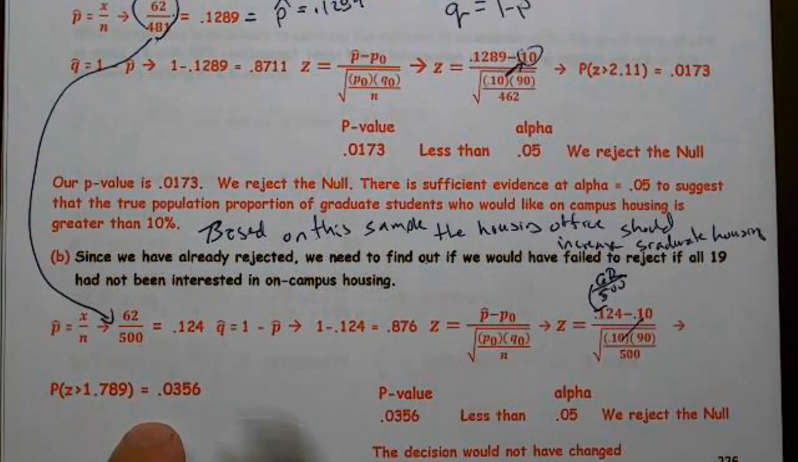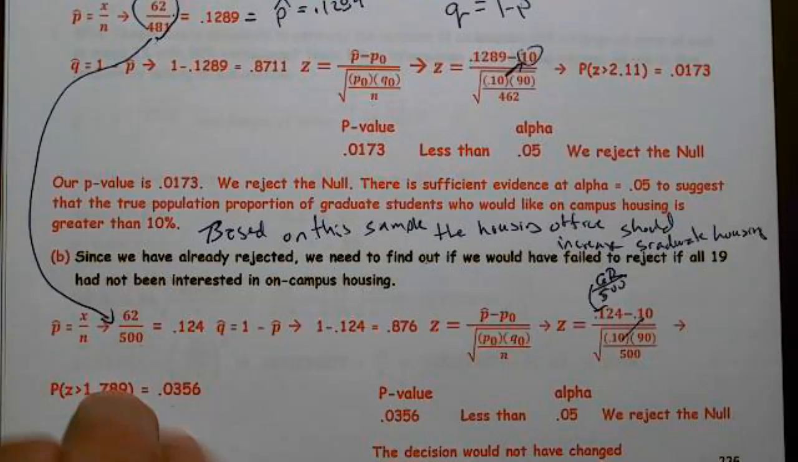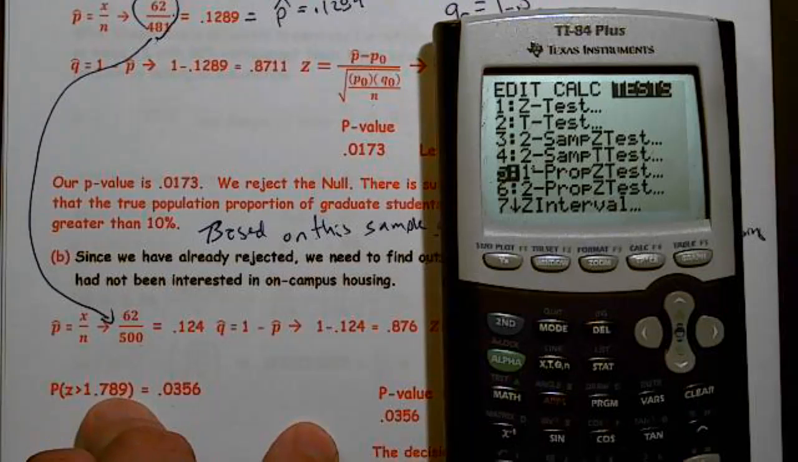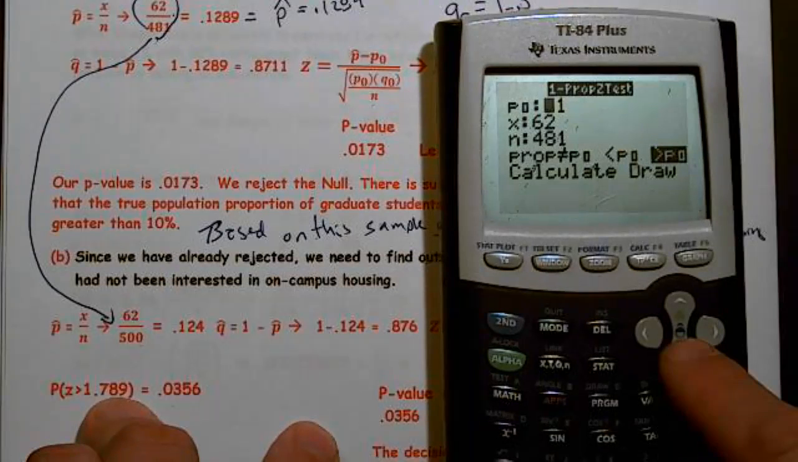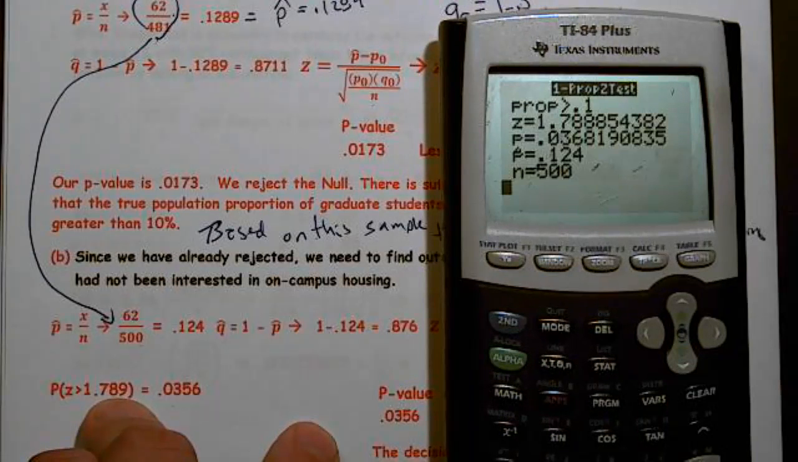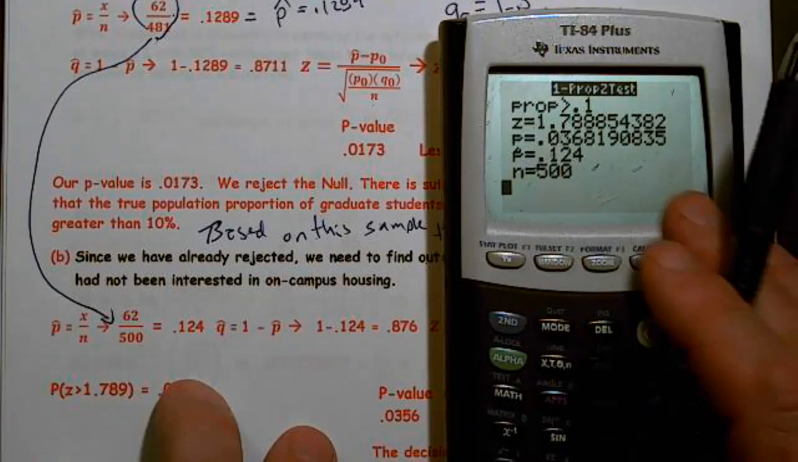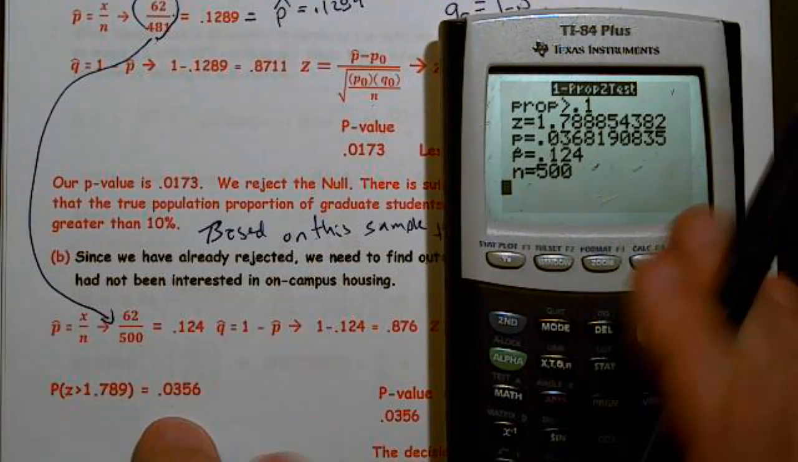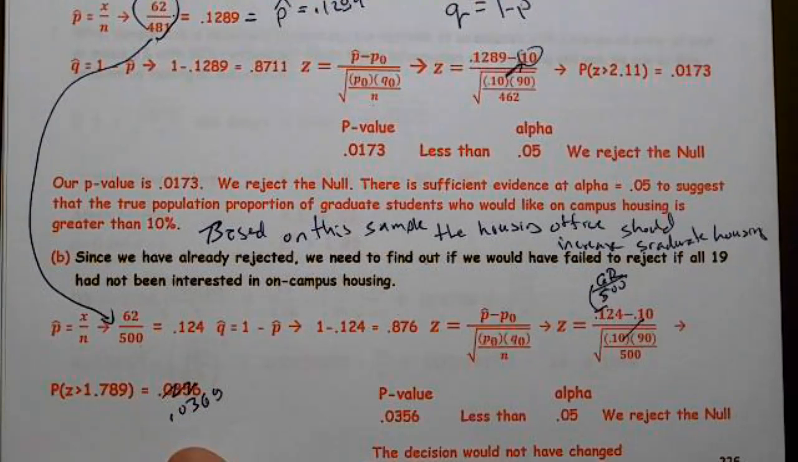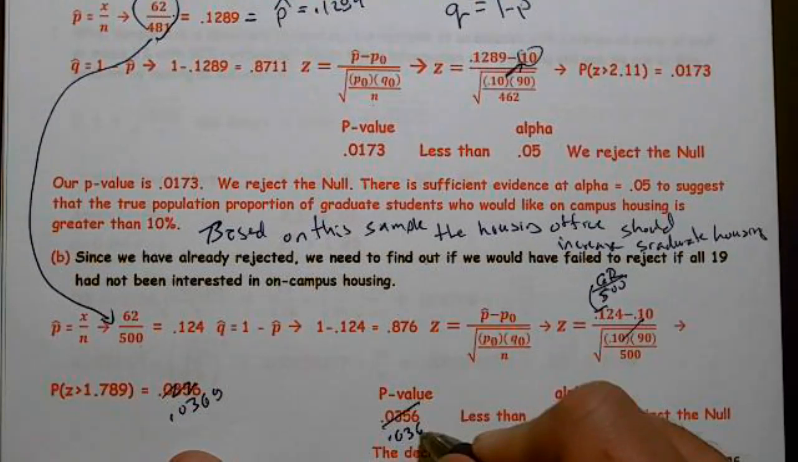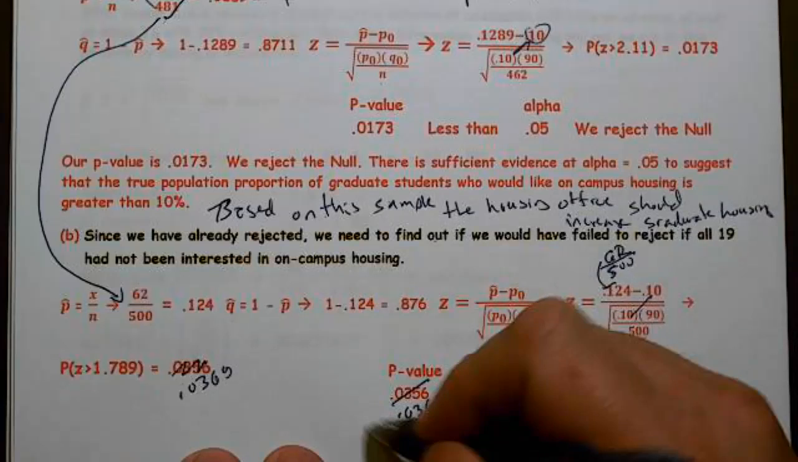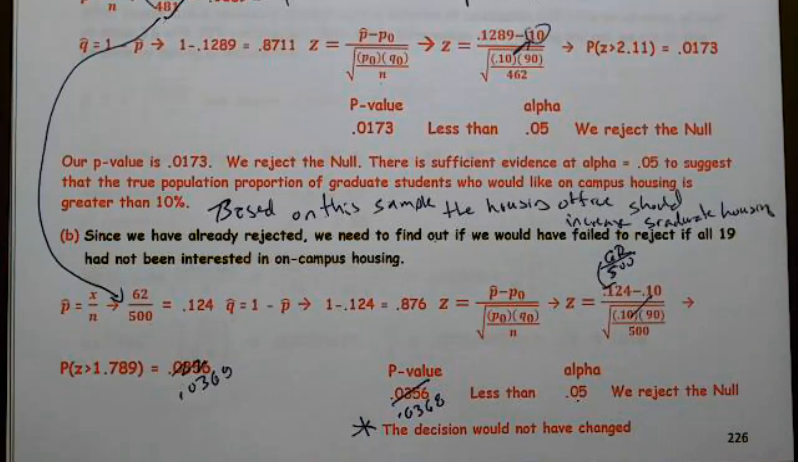All right, and we get a z statistic of 1.789. Let's do that real quickly. Stat, test, one proportion z-test. And all we're doing is changing our sample size from 481 to 500. And we get 0.0368. All right. And 0.0368 is less than 0.05. We reject the null. And to answer the question, the decision would not have changed.